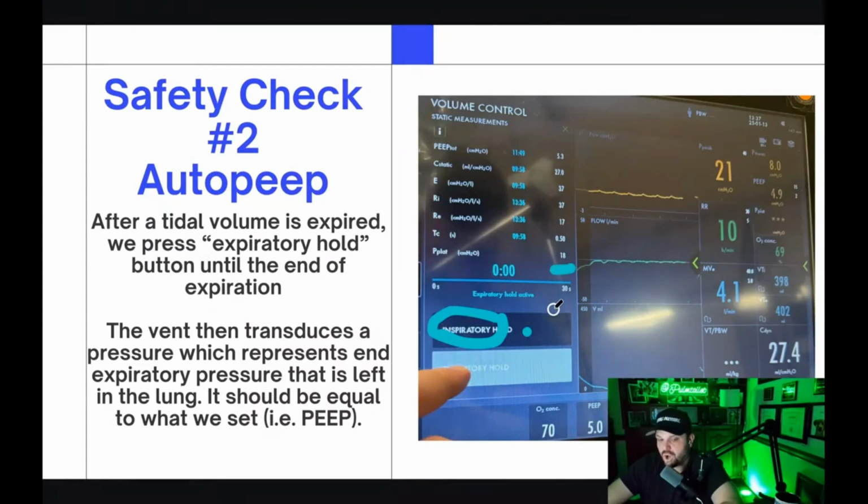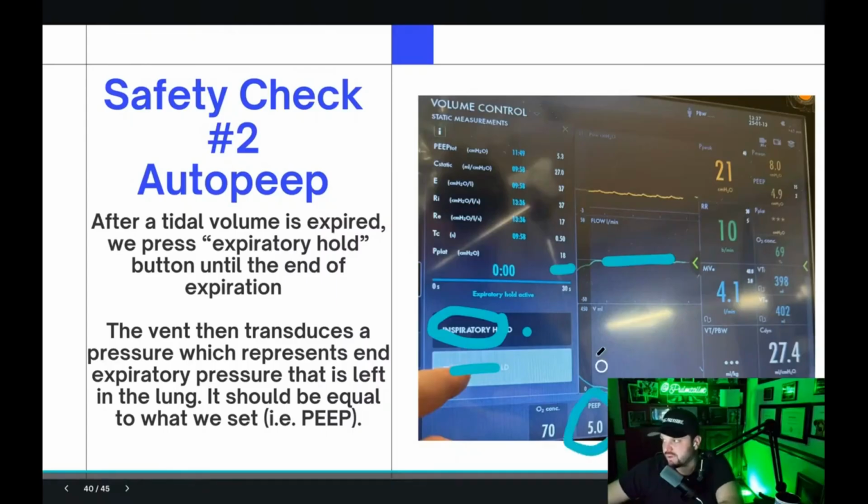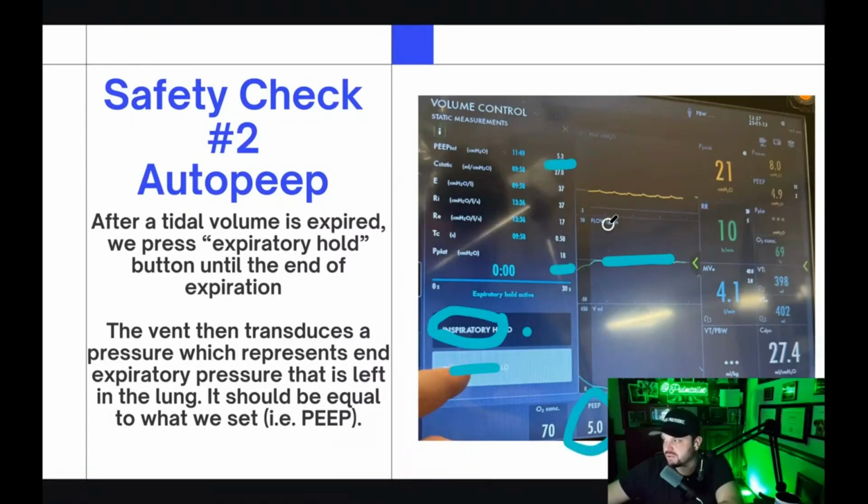Similarly, for auto PEEP, you're going to press the expiratory hold button. When you press the expiratory hold button, after expiration, it's going to hold the flow at 0. So here, the vent's going to sense the pressure in the circuit, and that's your total PEEP. Now, 5 is our set PEEP, right? And then your total PEEP is up here on the servo, at least.